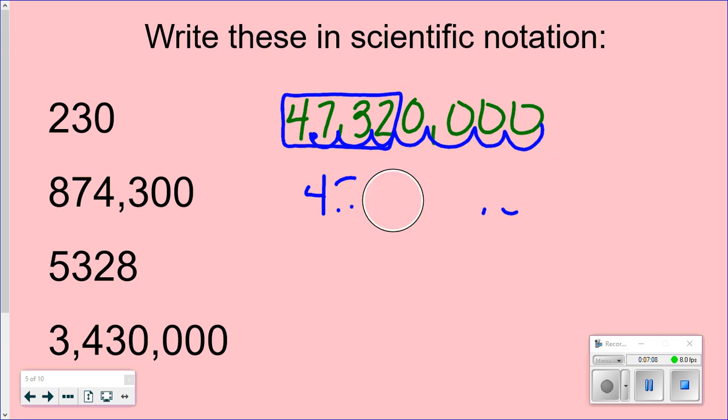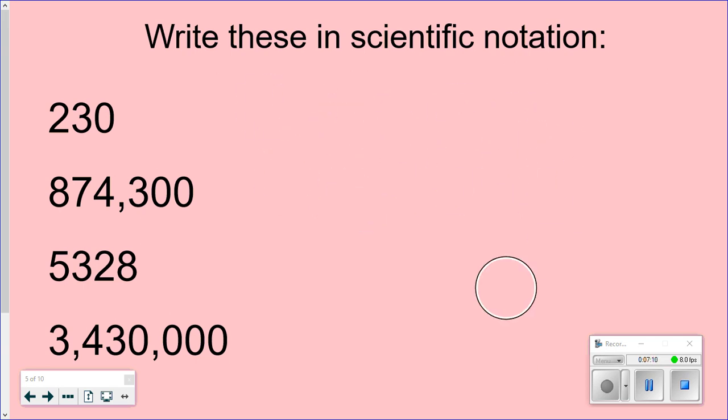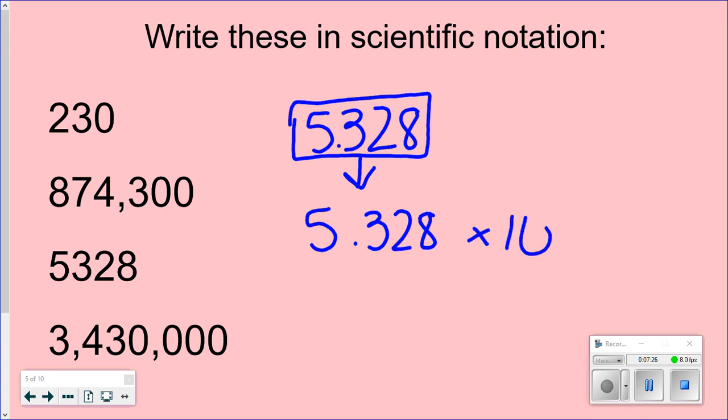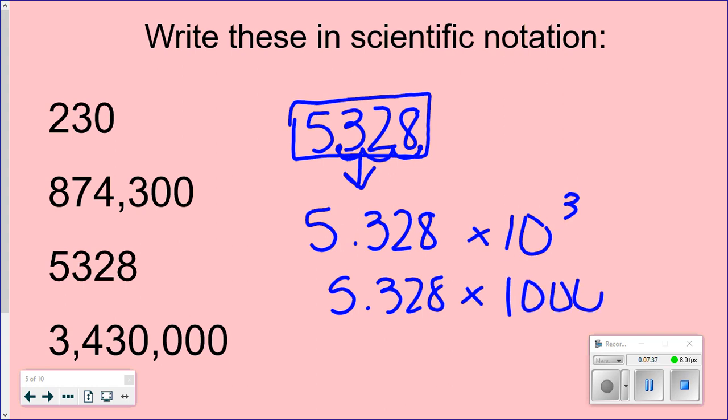Let's do one like this on the side over here. I have 5, 3, 2, 8. And I want to write this in scientific notation. I can do it even though there's no zeros at the end. So here are my real numbers. I'm going to write that like this. Now if I put my decimal here, how many places am I going to move it to get it out of the number? 1, 2, and 3. That's just like taking 5.328 times 1,000. And if you move it 3 times, that would be your correct answer.